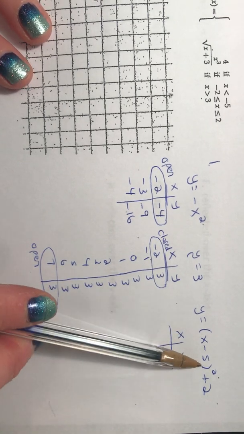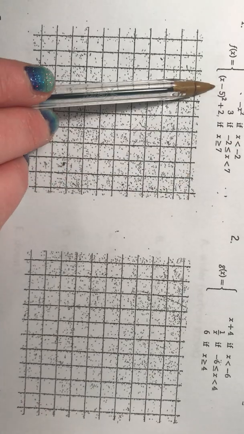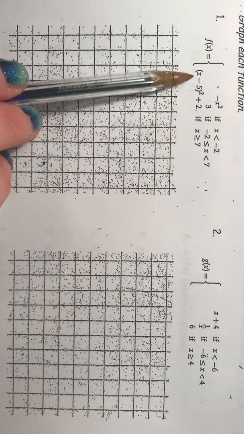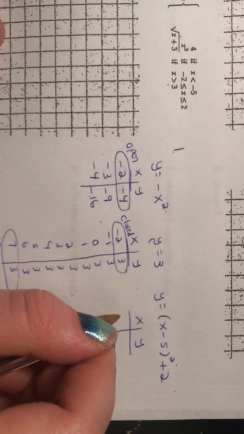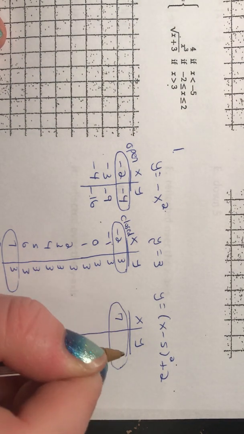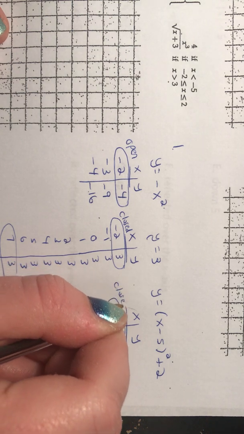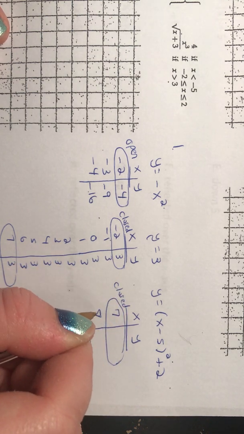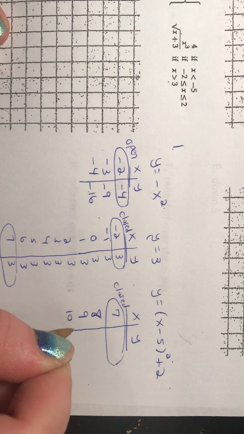Last but not least, when you have something like this, first of all, look at the number of importance at the end. X is bigger than or equal to 7. So I would start off with 7. It's got the bigger than or equal to piece, so that's a closed dot. Bigger than 7 is 8 and 9 and 10.